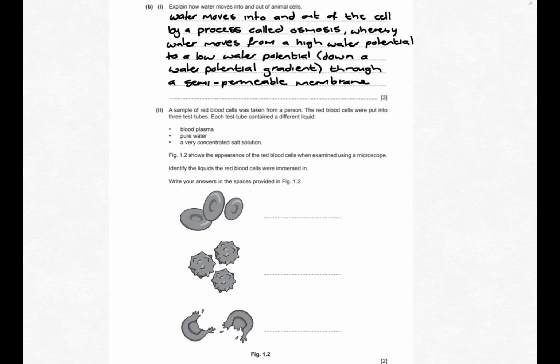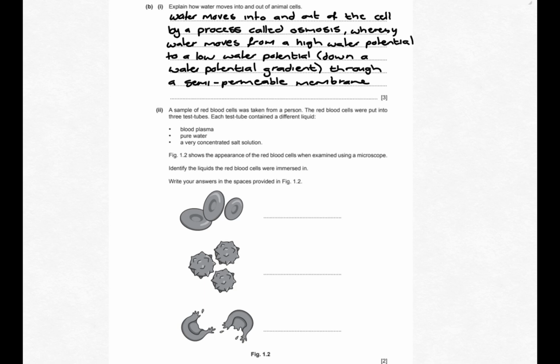Now, the second part of question B says that a sample of red blood cells was taken from a person. The red blood cells were put into 3 test tubes. Each test tube contained a different liquid. So this is similar to what I explained in my example. So, the first one was blood plasma. This would be where the liquid has the same water potential as the blood, and then also pure water, and then a very concentrated salt solution.